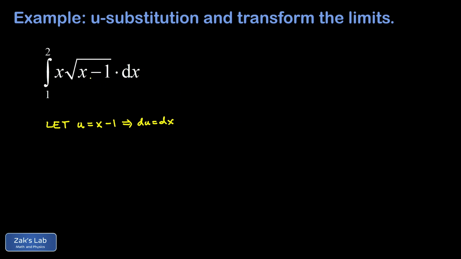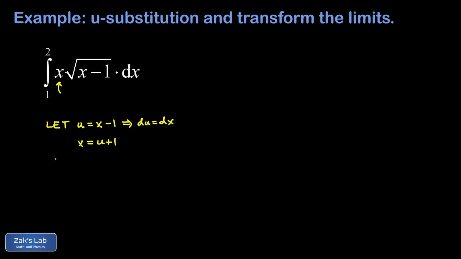So in our integral, we'll have a square root of u now. But there's a problem hanging around out in front. We still have this lonely x that has to be converted into an expression in terms of u. So to do that, we go to our original definition of u, and we just solve that for x. So it looks like x can be replaced with u plus 1. That's going to transform the entire integrand in terms of u.